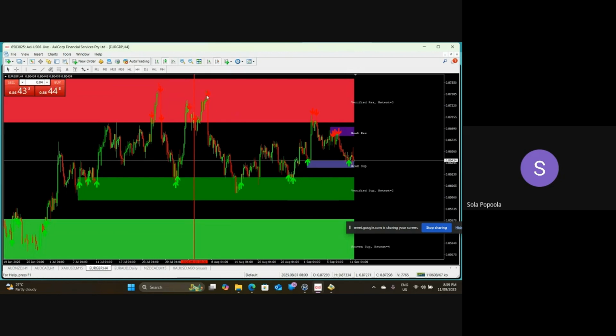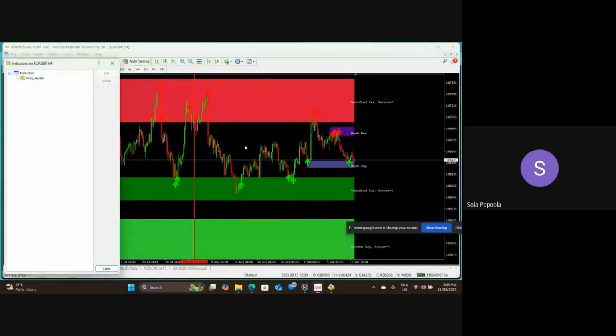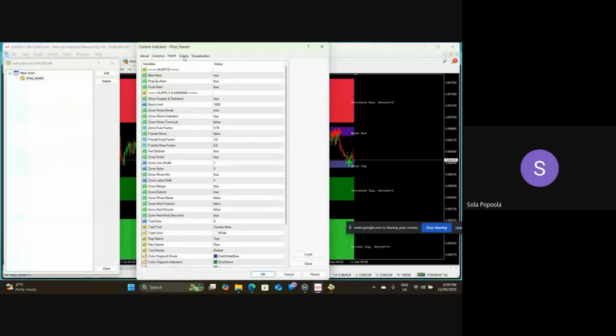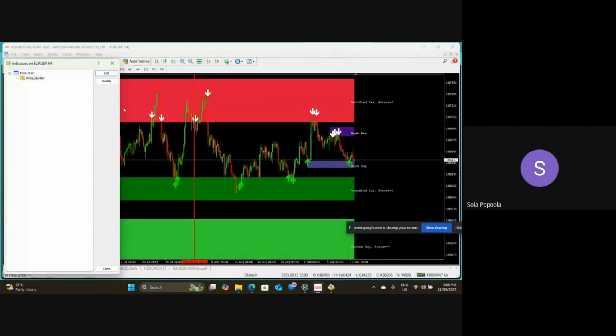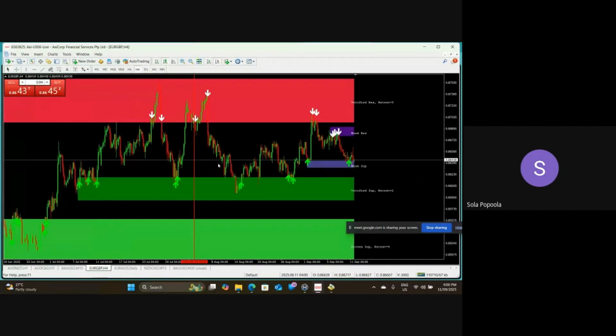Let's look at the resistance area also. Let's do this so that we can get the picture very well. Indicator list, Price Hunter, edit, color. I want to make those arrows white so that they can be very visible for you. Okay, I think it's better now. Here, you see that anytime price enters and comes out of this red zone, an arrow is printed.